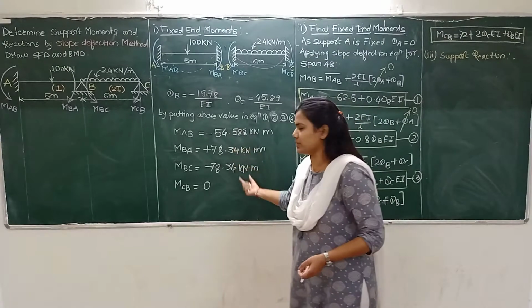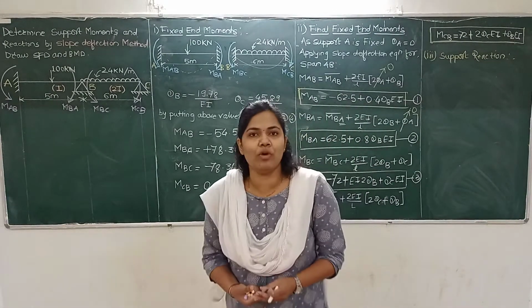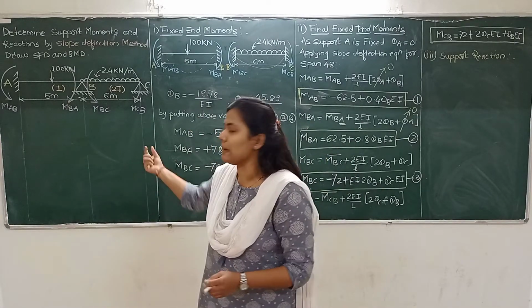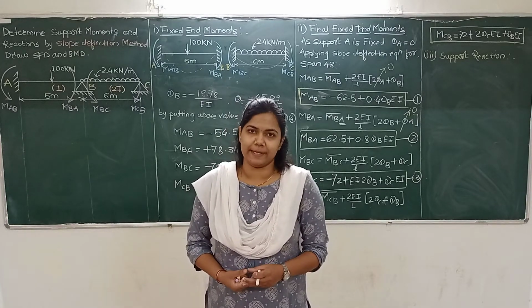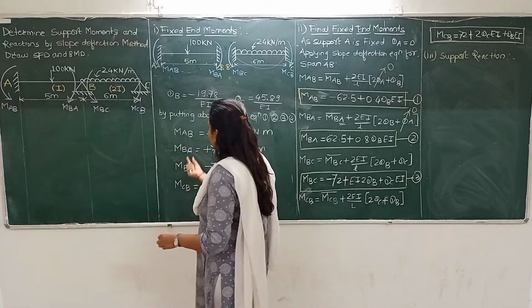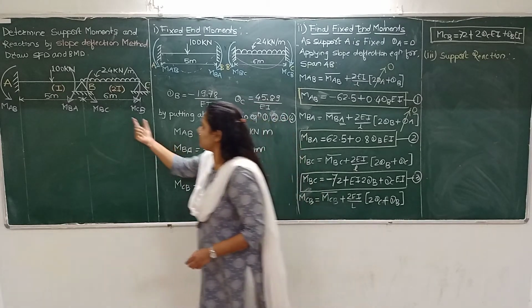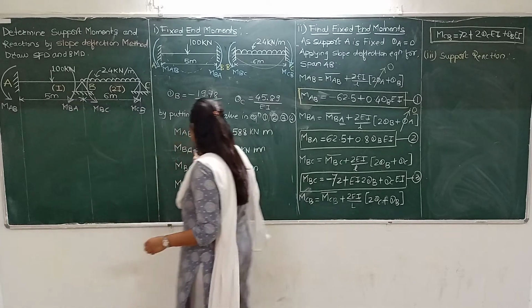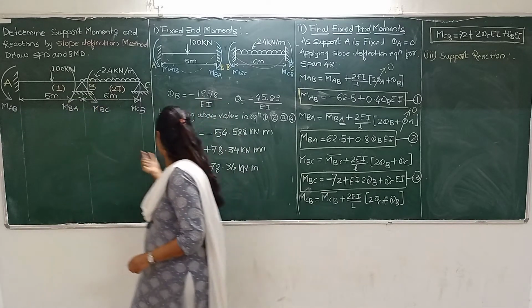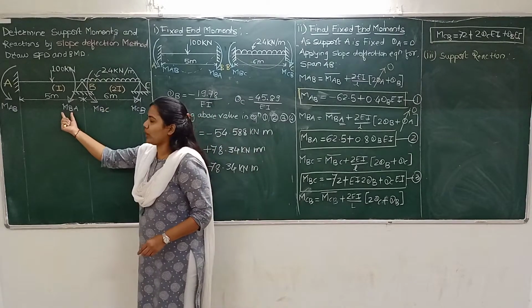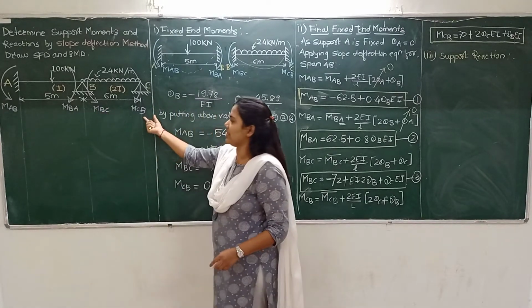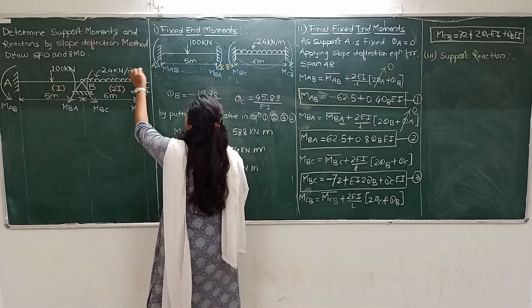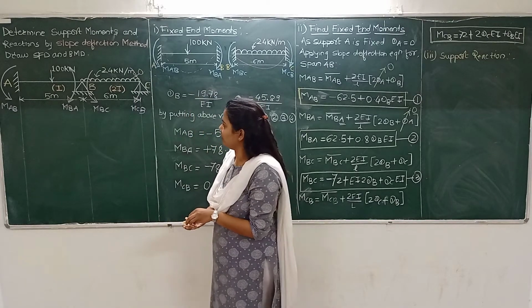After these final end moments, the next step is to find the support reactions. But before going to support reactions, we will first draw the final bending moment diagram. When we show these final end moments in the diagram, the directions of end moments will remain like this. MAB is minus, so we show it anticlockwise. MBA is positive, so we show it clockwise. MBC is clockwise, and the value of MCB is 0, so there is no need to show it.